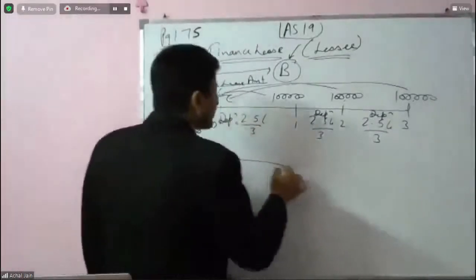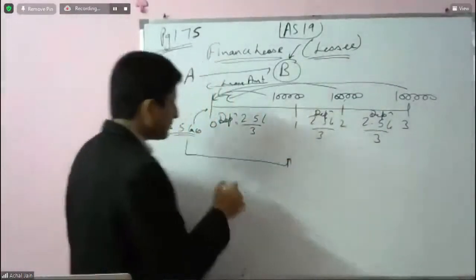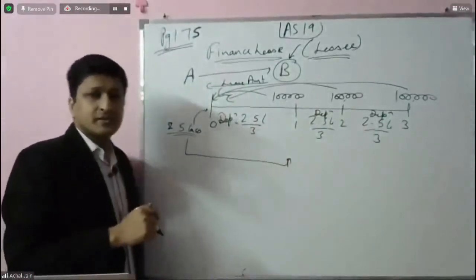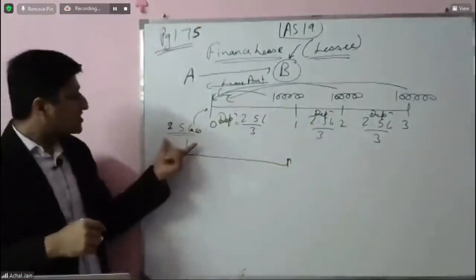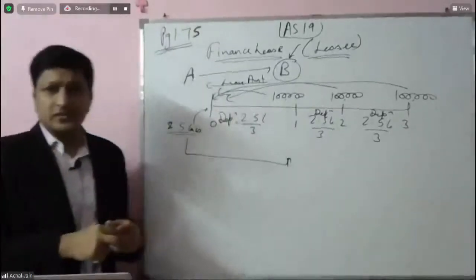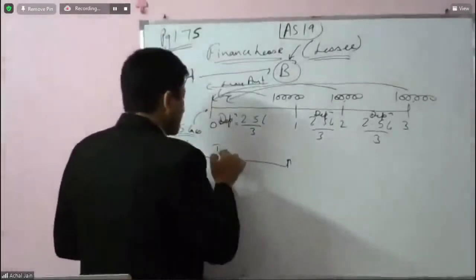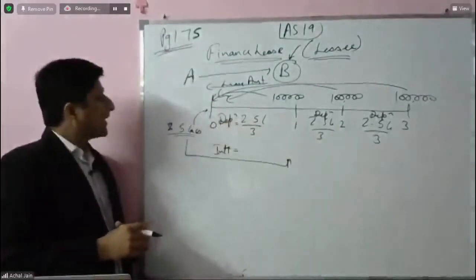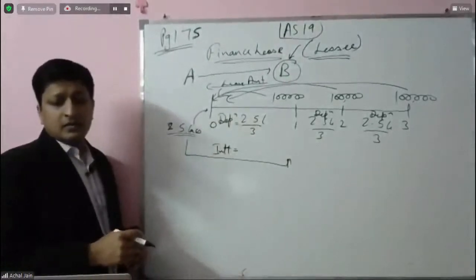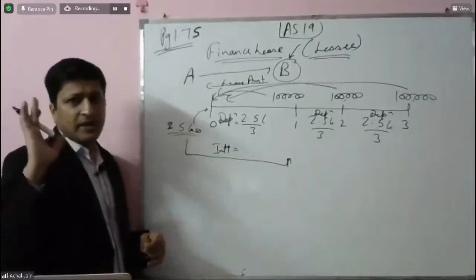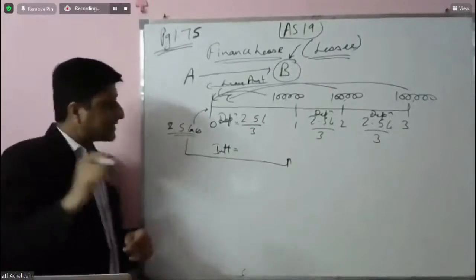So now, what do we do? On this 2.5 lakhs, in this first year, we will build up interest. Why? Because this is the present value. So we will build interest on this in the first year. Let's suppose we will build an interest of, say, $20,000. Again, I'm just taking this amount on an ad hoc basis. I'm not looking at the exact calculation.